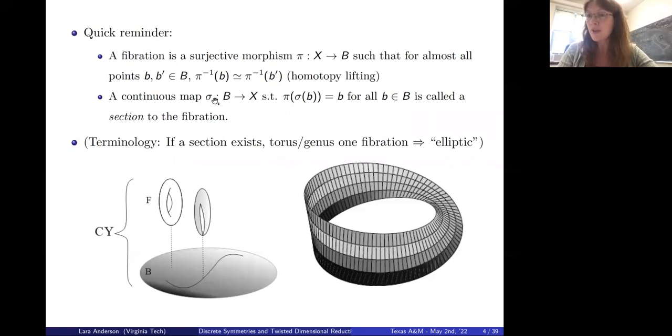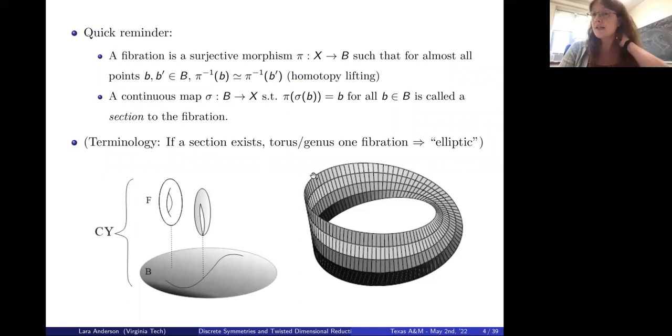A continuous mapping that goes the other way from the base back up to the total manifold, such that this property holds, that you can take the projection of this section mapping and get back to where you started, is called a section. And it just means that there's a consistent way to go from the base up to a point in the fiber at each point. So again, in my Mobius strip example, that would be a mapping from the S1 up to a point in this interval.